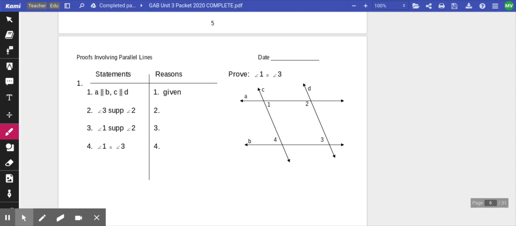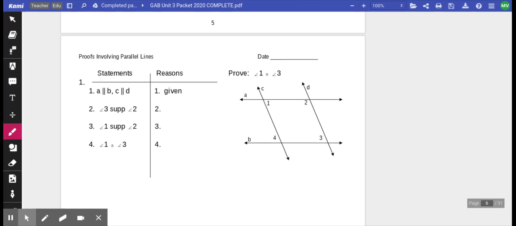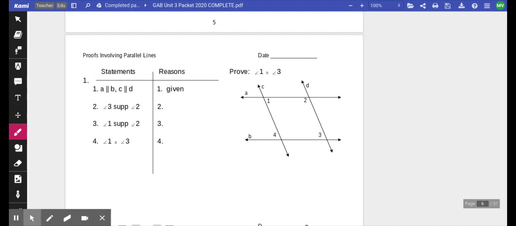Hello, everyone. Welcome back. Today we are continuing our discussion of parallel lines. However, today we're going to see how we can use those theorems we learned to help with proofs. So here's a proof that's kind of already done for us.